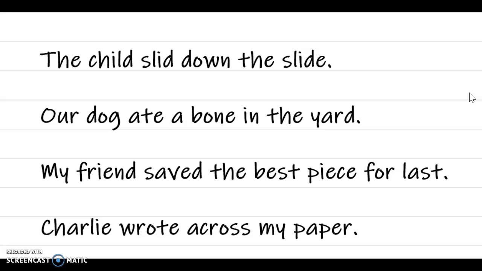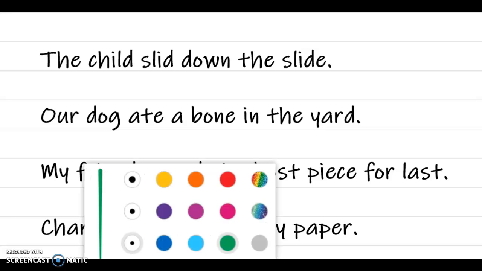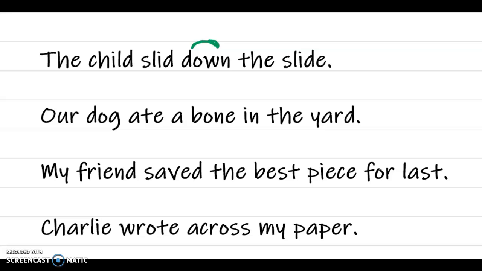The child slid down the slide. Do you see any prepositions there? Well, if you said the word down, you would be correct. And remember, the first thing we do is mark our preposition, and that would be the word down. After we mark our preposition, we cross through from the preposition to the noun or pronoun because our prepositional phrase begins with a preposition and ends with a noun or a pronoun. That noun or pronoun that it ends with is called the object of the preposition, and we mark that OP.